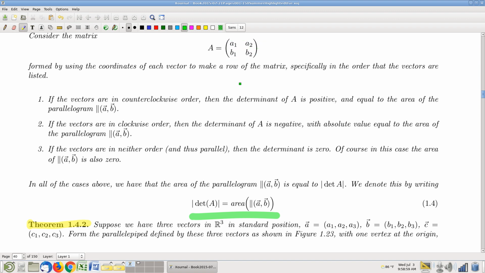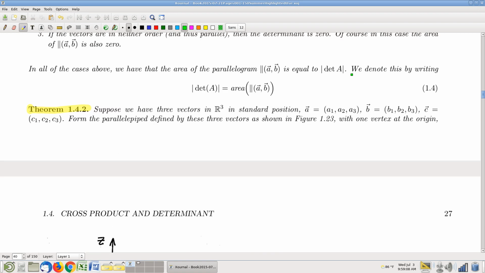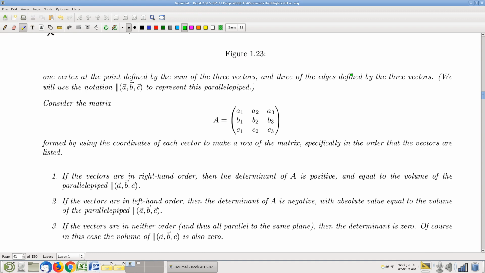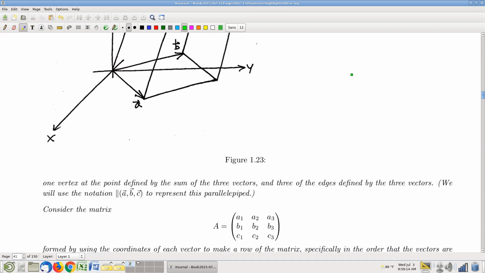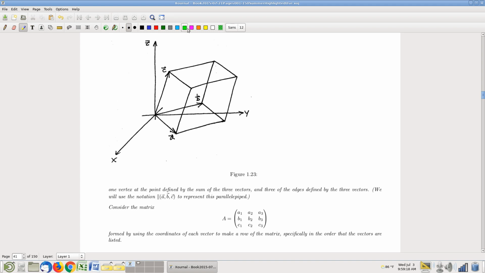Okay. So this is the two-dimensional version of this theorem. There's a three-dimensional version of the theorem, and it's exactly what you would guess if you have three vectors. On the one hand, you make a matrix with the first vector as the first row, the second vector as the second row, and the third vector as the third row.